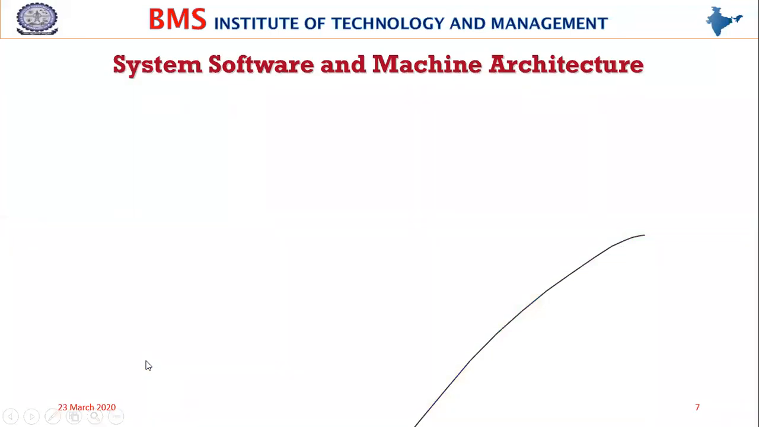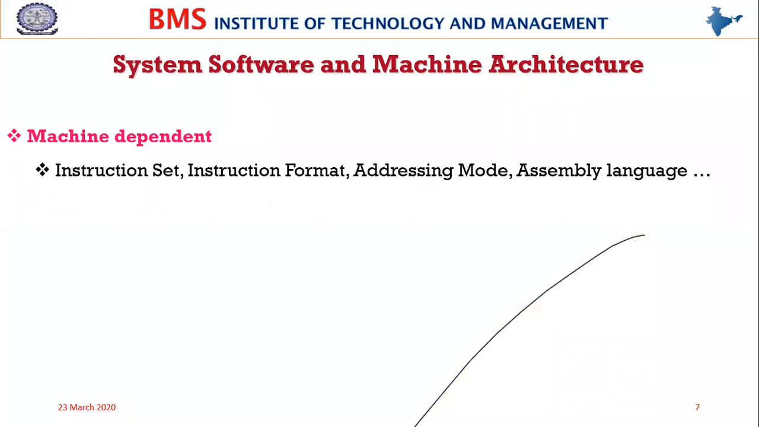And in system software and machine architecture, here we should understand the machine dependent features. There are a few features of system software which are machine dependent. For example, the instructions. If your compiler needs to convert your code, it needs to know the instruction set architecture, instruction format, addressing modes, and what sort of assembly language is being used. These are some of the machine dependent features.